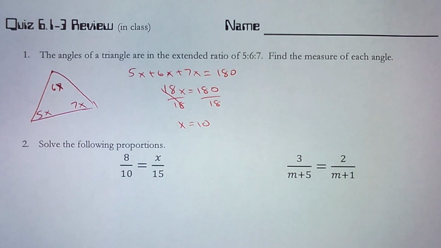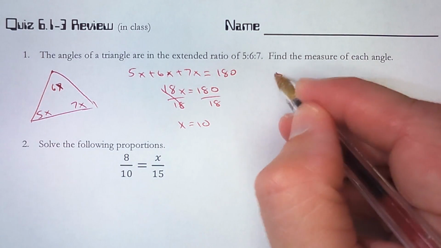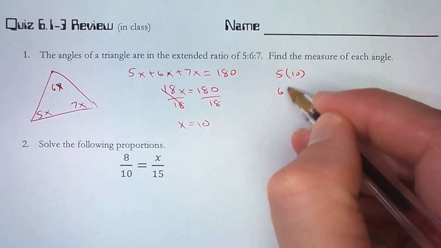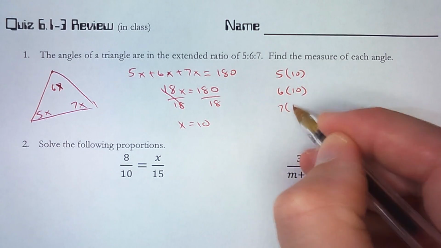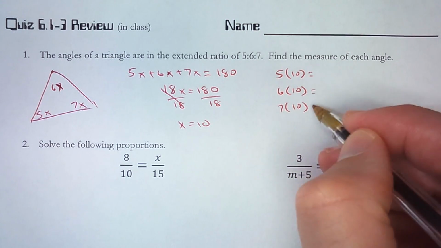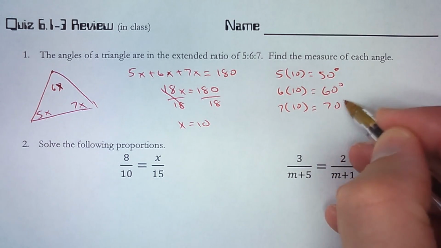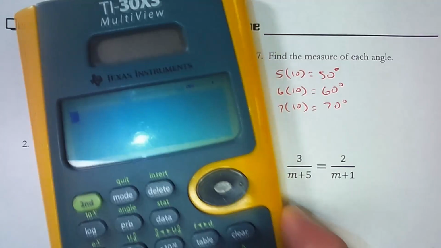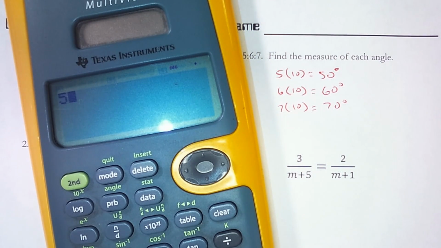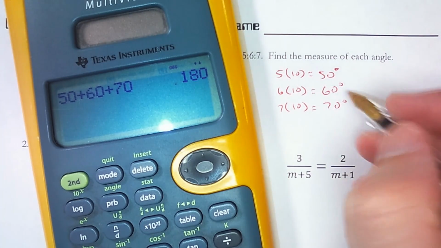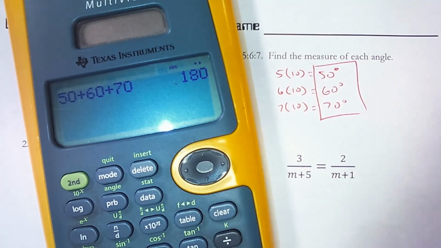So the three angles are 5 times 10, 6 times 10, and 7 times 10, which would be 50 degrees, 60 degrees, and 70 degrees. And before I put a box around it, let's check that. 50 plus 60 plus 70 really better add up to 180, and it does. So that means that these are correct.